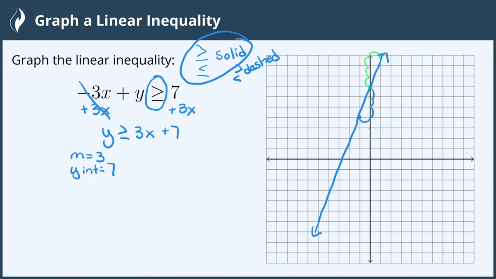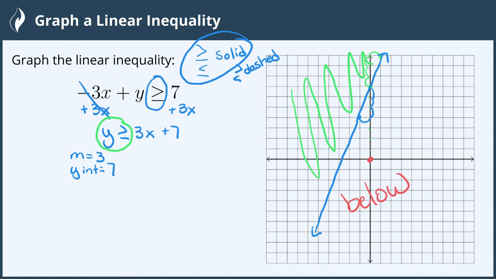Now that we've solved it for y, and y is on the left side, we look at the inequality. If it says y is greater than, this means that I shade above the line. So in this one, above it is over here because this side down here is below. Let's go ahead and verify that with a test point.